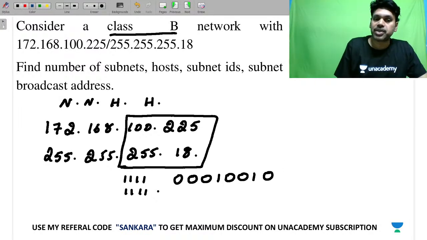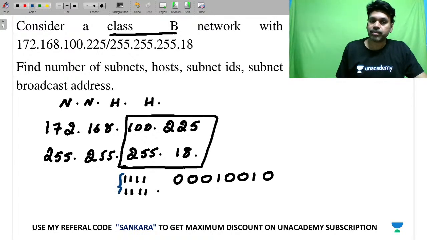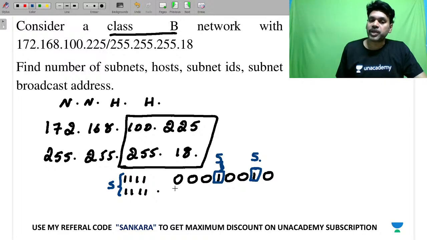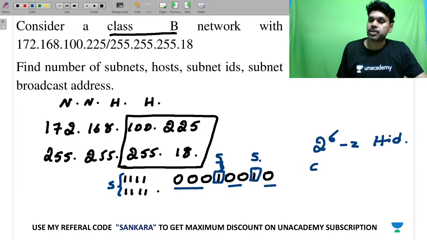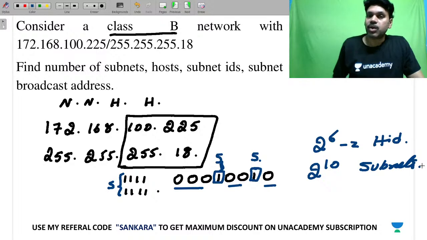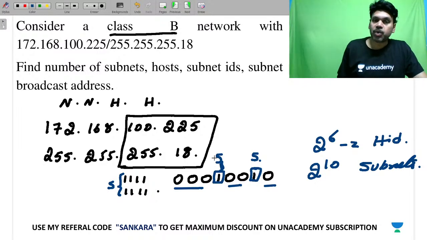So these are all subnetted positions only. This is a completely subnetted, and in this bit is subnetted, and in this bit is subnetted, right? So how many zeros are there? 2 power 6 zeros. This is for HID. And how many ones are there? 8 plus 2, 2 power 10 subnets are there. Okay. Now listen carefully. What is your subnet ID?